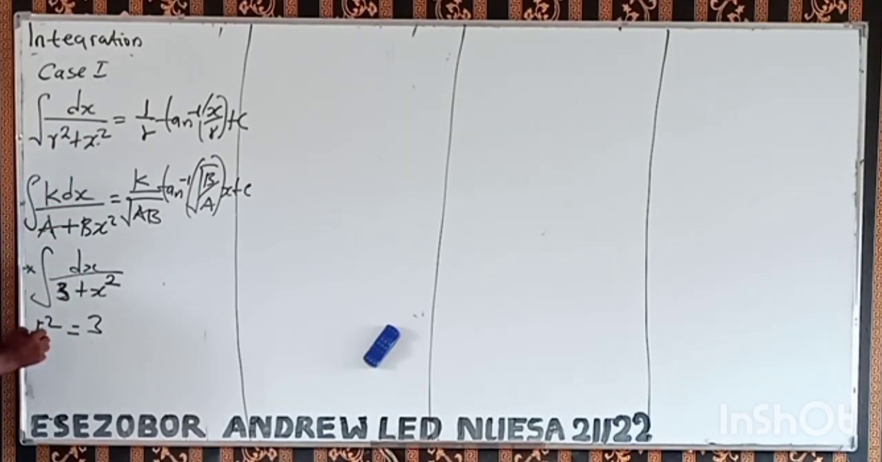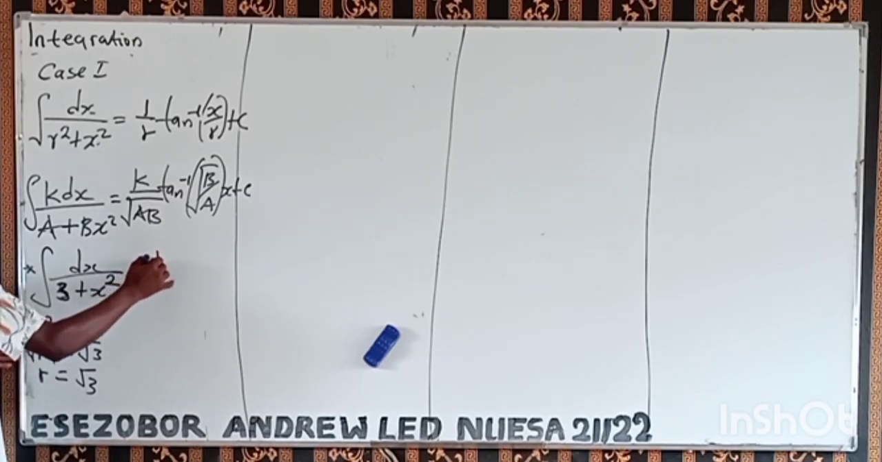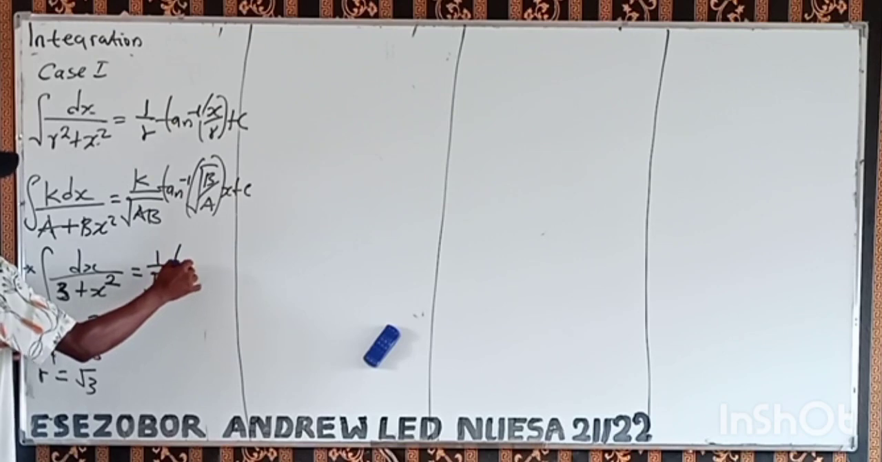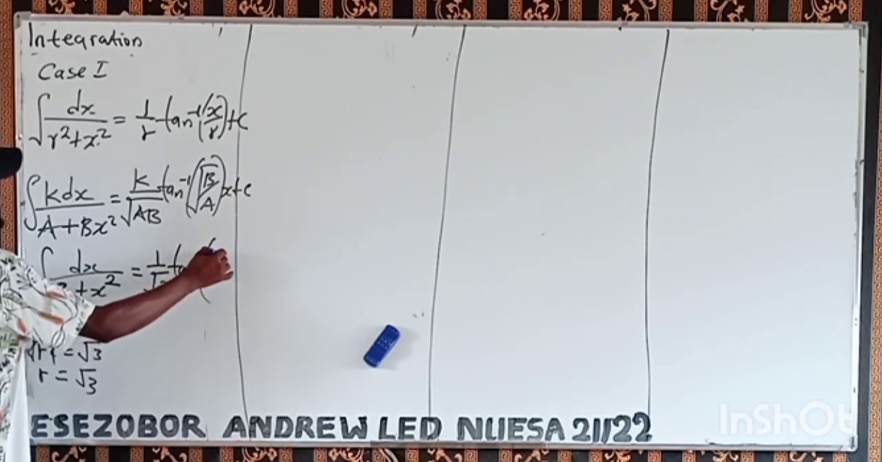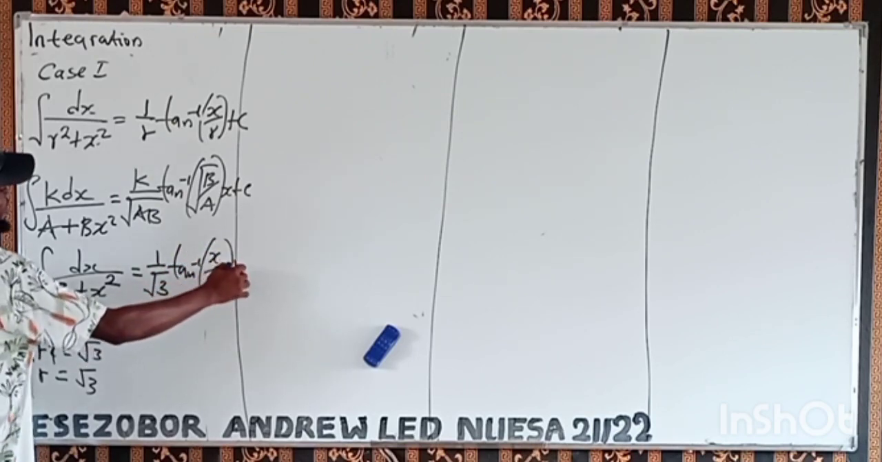So what you do, you take the square root on both sides. This one cancels this. Our r will now be root 3. So they say if you have this, the answer will be this. In this question now, our r is root 3. So finally, the final answer will be 1 over root 3. Put root 3 there. Tan inverse of x over root 3 plus c.